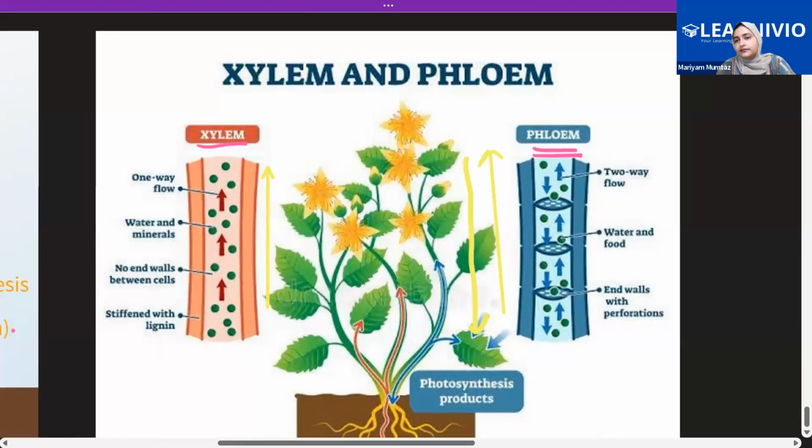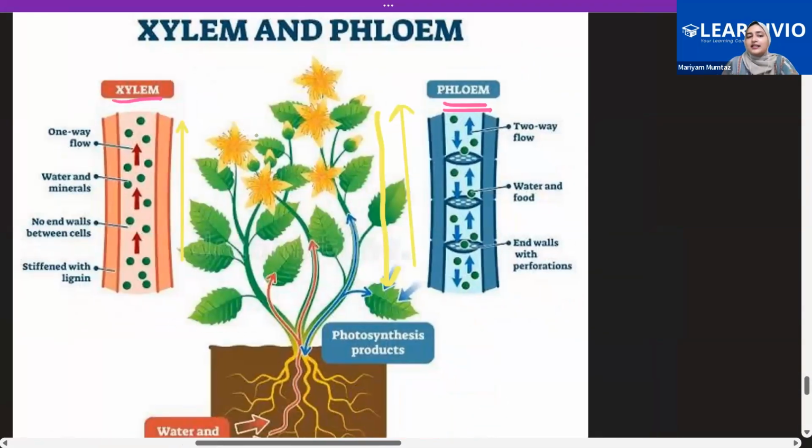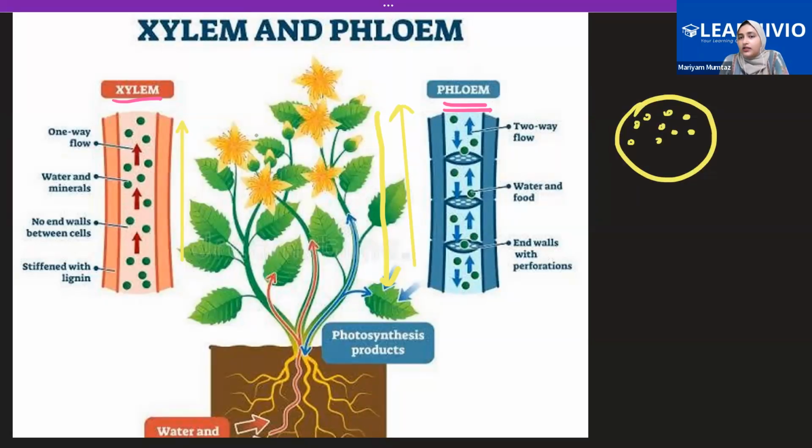End walls with perforations. End wall with perforation is like, see, these are the sieve tubes. Sieve means like the apparatus through which we refine the flour. You know that? Like you put baking flour into it and then you refine it of the dust particles. So perforation means anything that has a lot of pores present. So sieve walls have a lot of pores present through which the material passes. Okay.